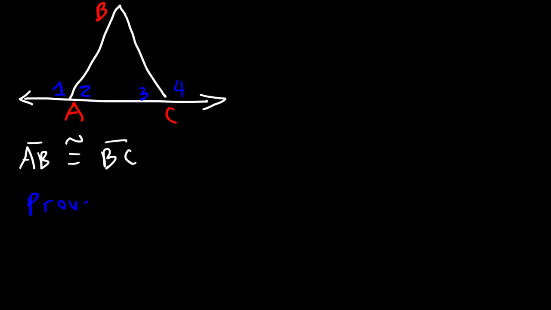So let's call this A, B, and C. We're going to say that this is angle 1, angle 2, angle 3, and angle 4. So given that segment AB is congruent to BC, prove that angle 1 is congruent to angle 4. So go ahead and work on this problem. It's not that difficult if you understand it.